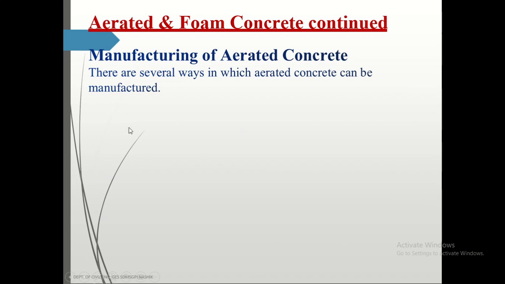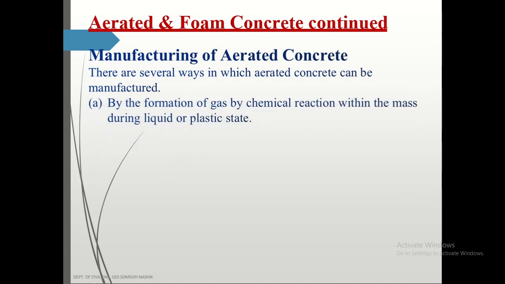Now, manufacturing of aerated concrete. There are several ways in which aerated concrete can be manufactured. The first way is by the formation of gas by chemical reaction within the mass during the liquid or plastic state. So in the first way, we make aerated concrete by forming a gas by chemical reaction in the liquid or plastic state.